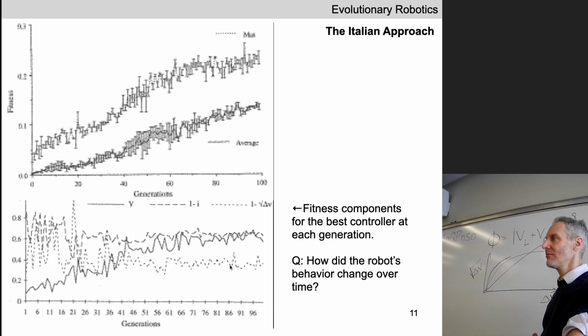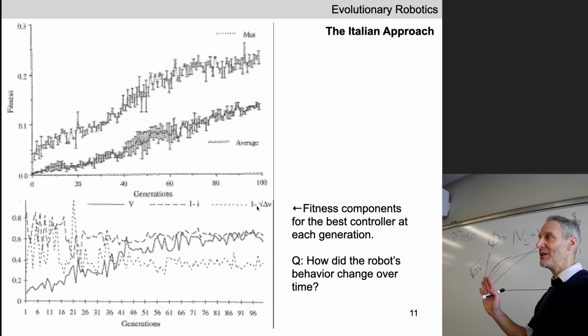What does that mean? What does that mean that 1 minus the square root of delta v, delta meaning the difference between the velocities of the wheels, what's happening? Yep. Trying to go more straight, basically. It's trying to go more straight. It's trying to minimize delta v, but 1 minus delta v, forget the square root, is actually lower later in evolution than it was back here. What's happening? What does that mean?